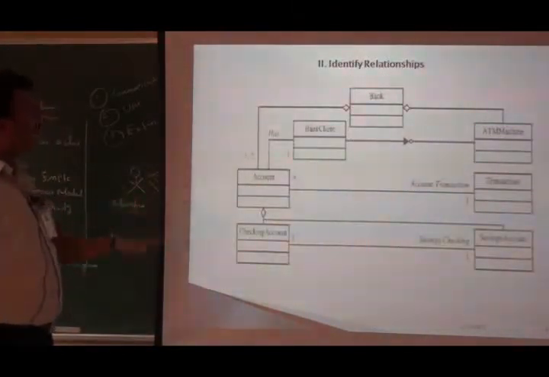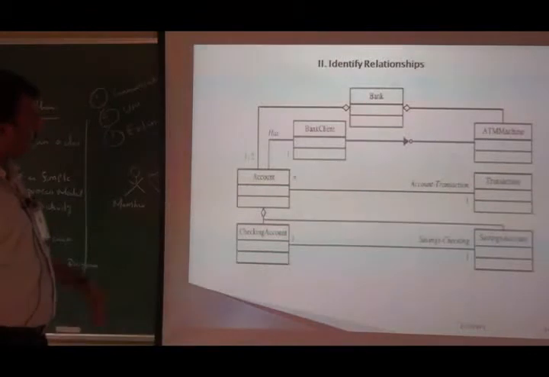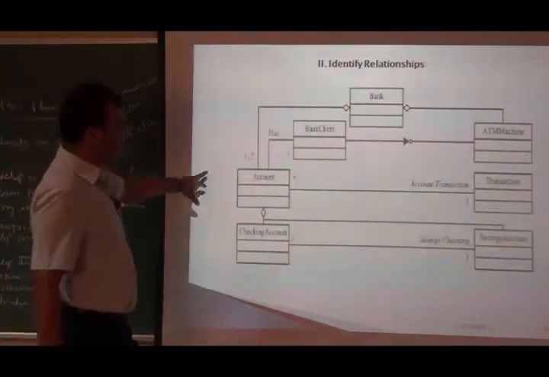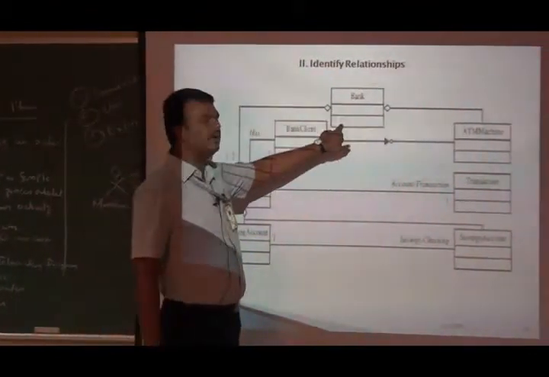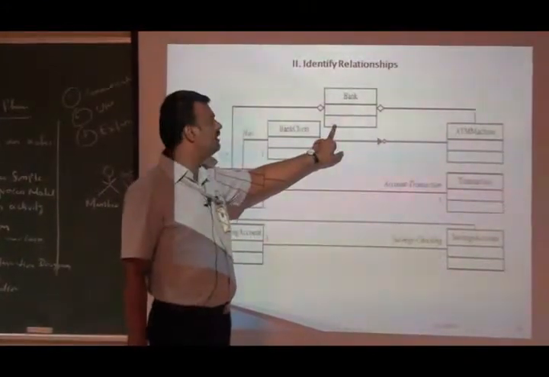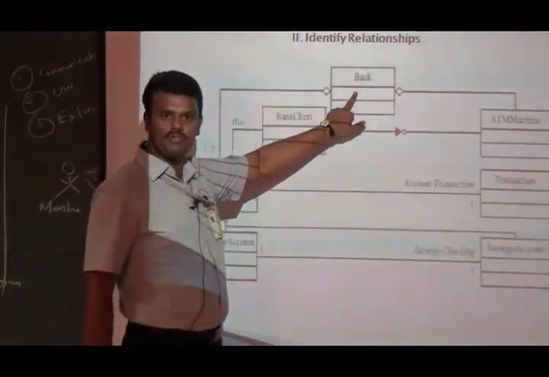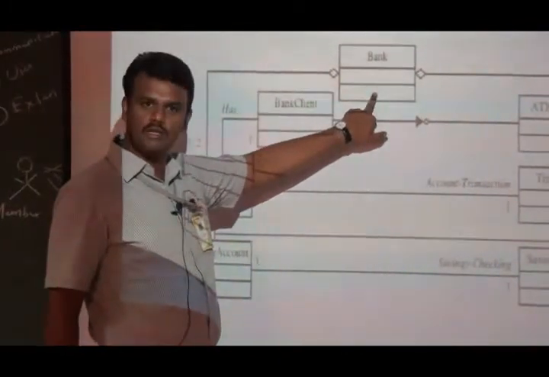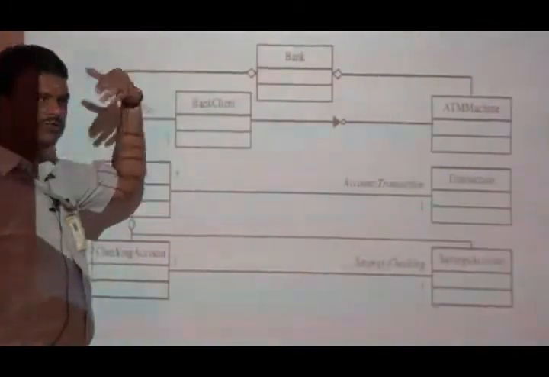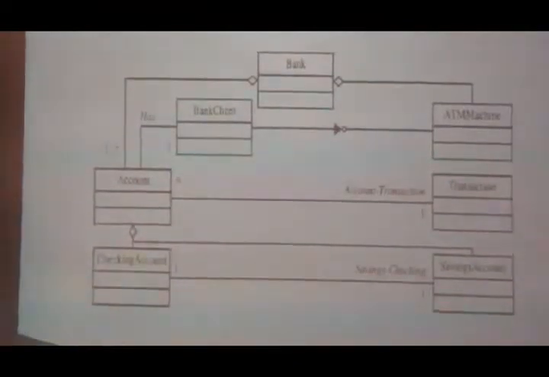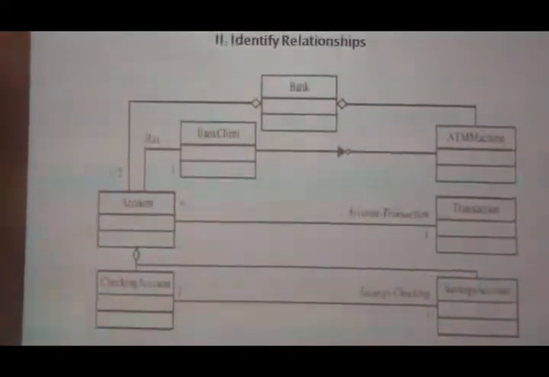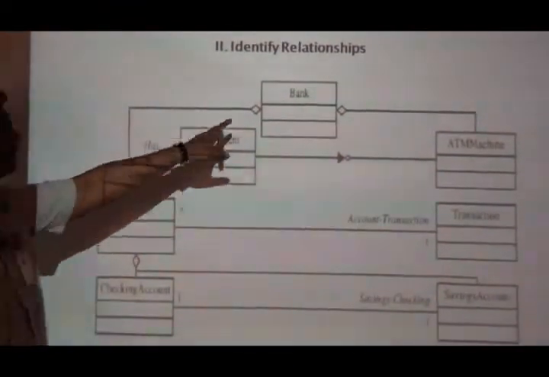Then the next one, relationship. Before we start the relationship, how do we represent a class? The class is represented as a rectangle with the 3 compartments. What are the 3 compartments? The first compartment represents the class name, the second compartment represents the attributes, the third compartment represents the methods.